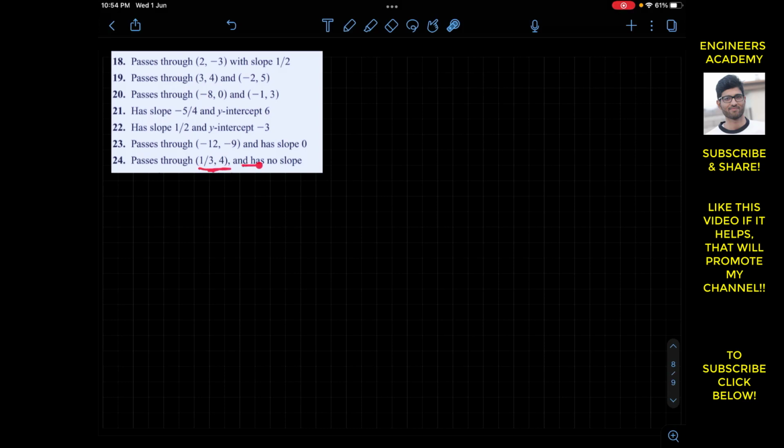Now the next problem is problem 24, which says to find the equation of the straight line which passes through this point and which has no slope. So again, the slope is 0 and the point is given. Let's say that point is x1 and y1, which is equal to 1 divided by 3 comma 4.